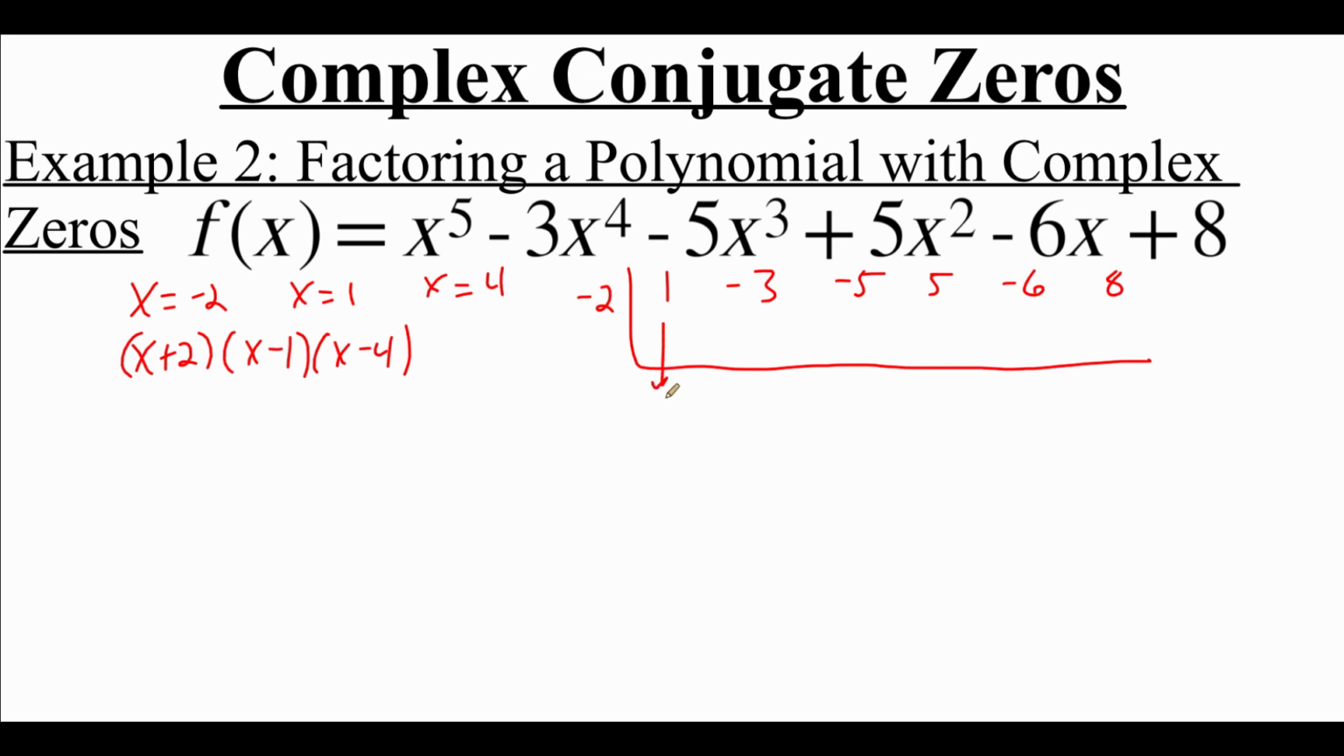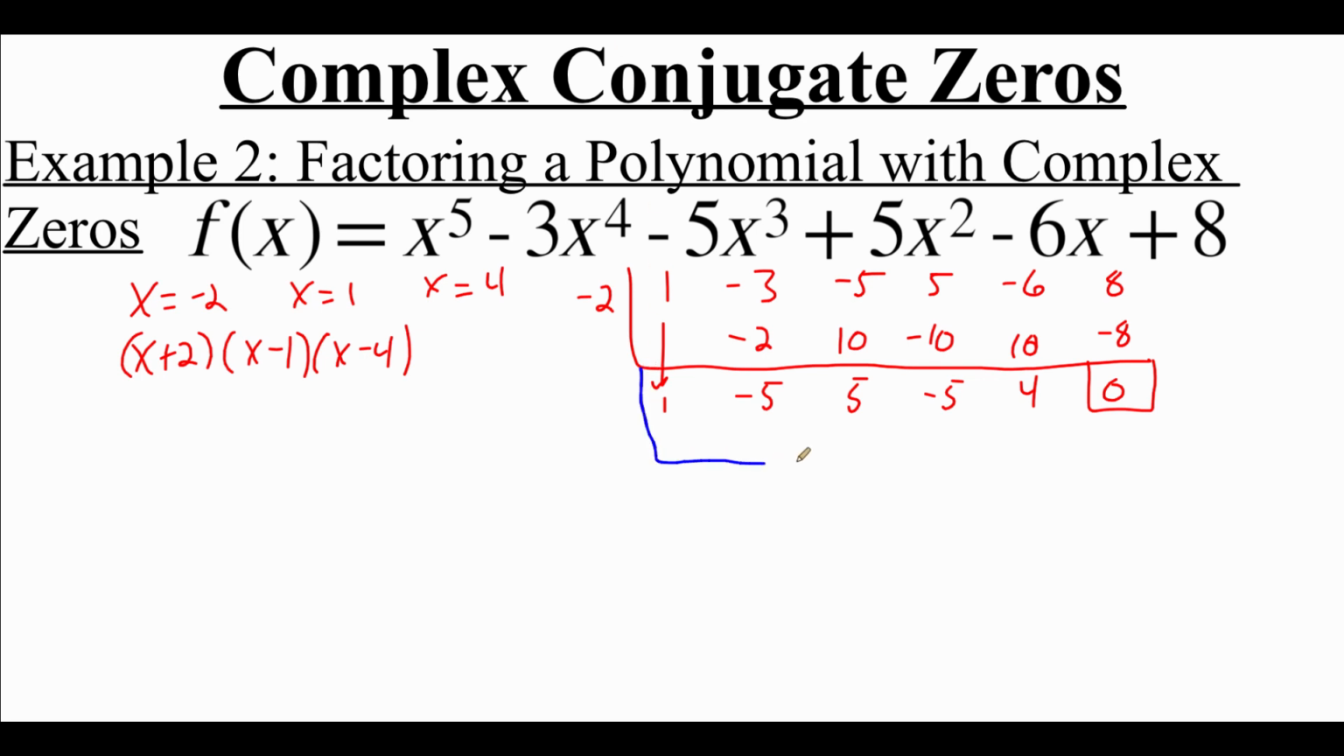So we drop down the 1. 1 times negative 2 is negative 2. Add these together, we get negative 5. Times negative 2 gives me positive 10. Add these together, we get 5. Negative 2 times 5 is negative 10. Add those together, we get negative 5. Times negative 2 is positive 10. Add these together, and we'll get 4. And 4 times negative 2 is negative 8. So we get 0, which confirms that negative 2 is a zero of our function.